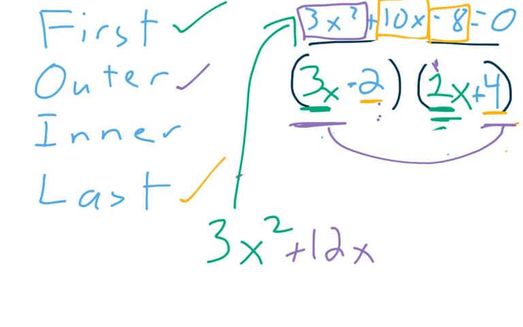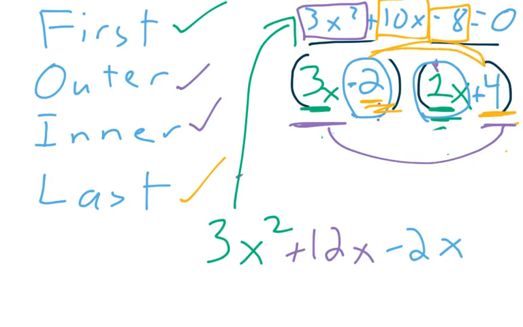Now I'm going to multiply my inner numbers. So my numbers on the inside are a negative 2 and a positive 1x. So negative 2 times 1 gives me negative 2, and then the x goes with it. Then I'm going to multiply my outside numbers. So I have a negative 2 and a positive 4, and when I multiply those, I get negative 8.